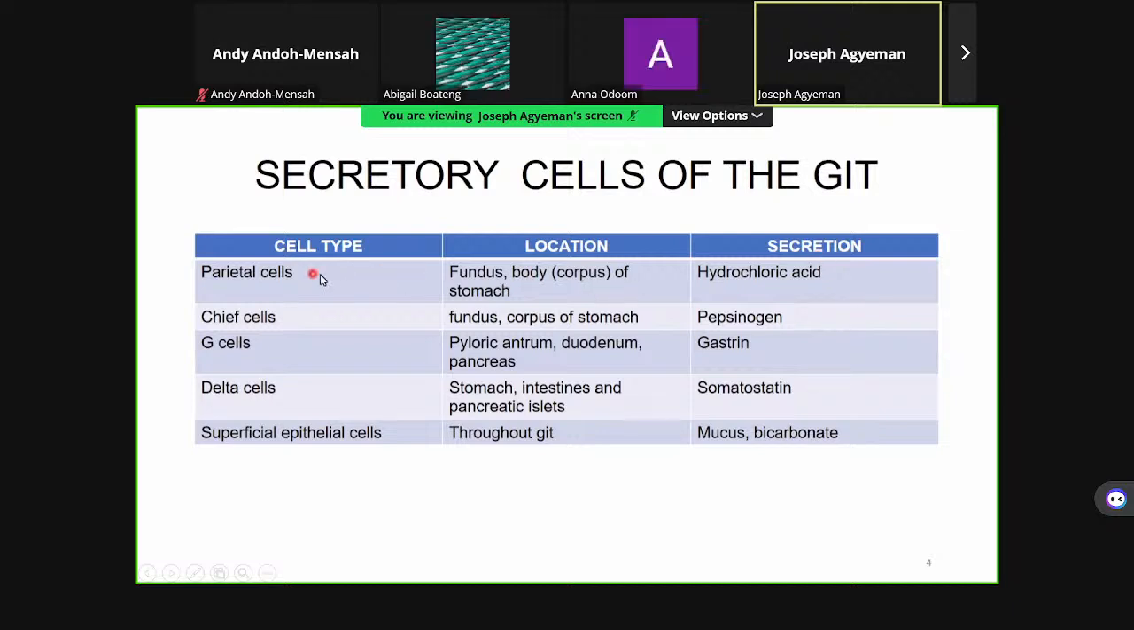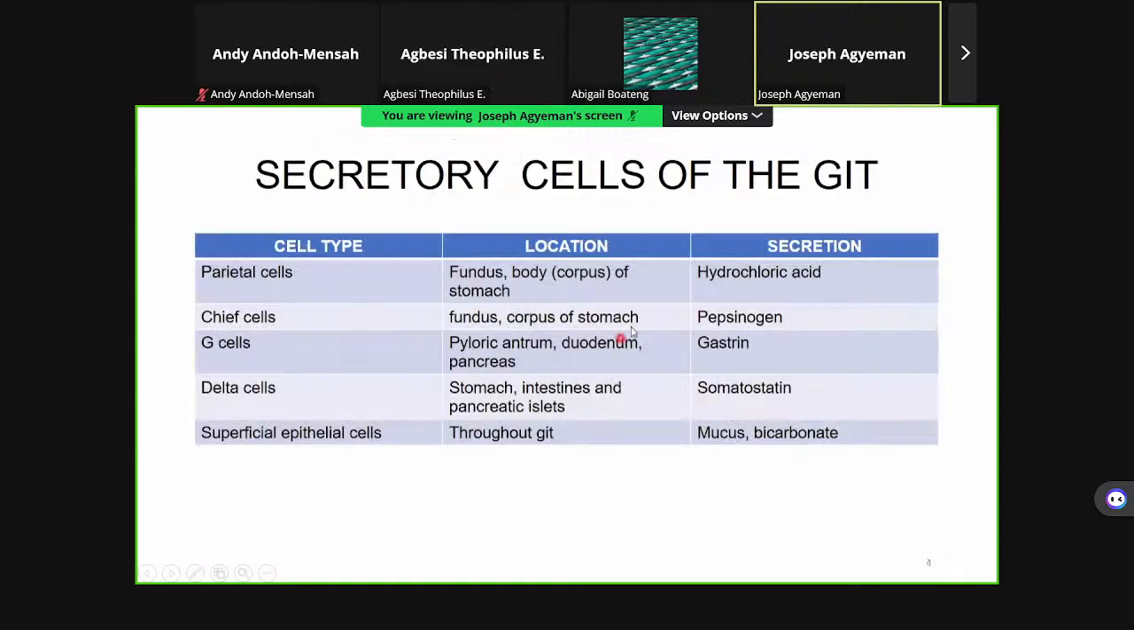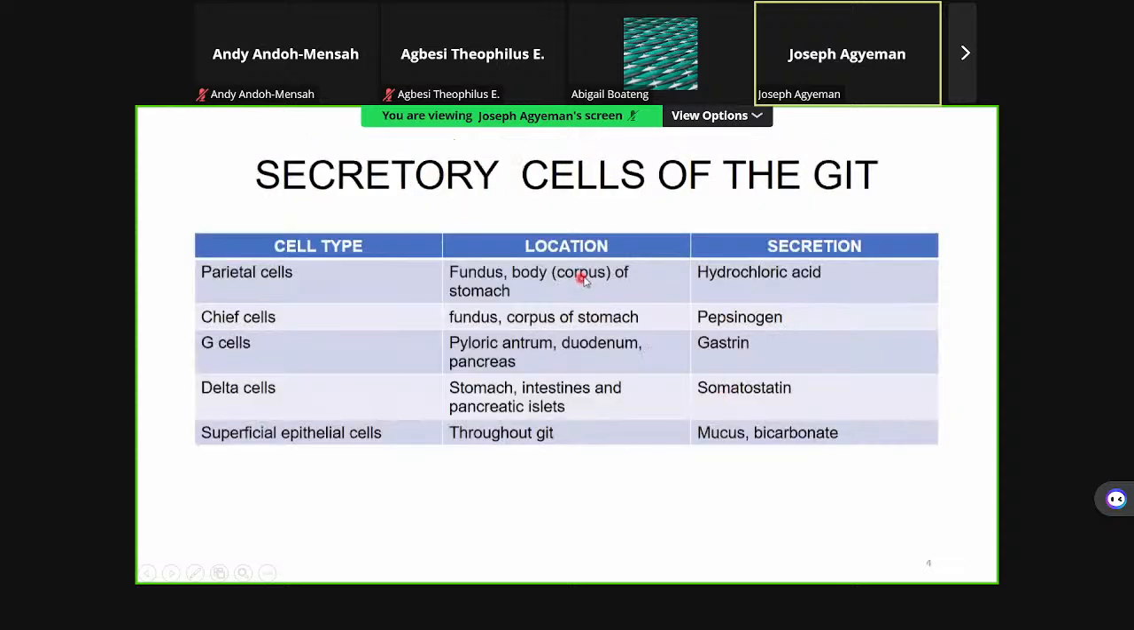So the first one, parietal cells. Parietal cells can be found within the fundus. You remember the fundus, the upper curvature here. You have parietal cells there. Then the body, that is the corpus. So the body, the main body, the one right after the fundus. So all this place all the way to the junction of the antrum. You have parietal cells also there.